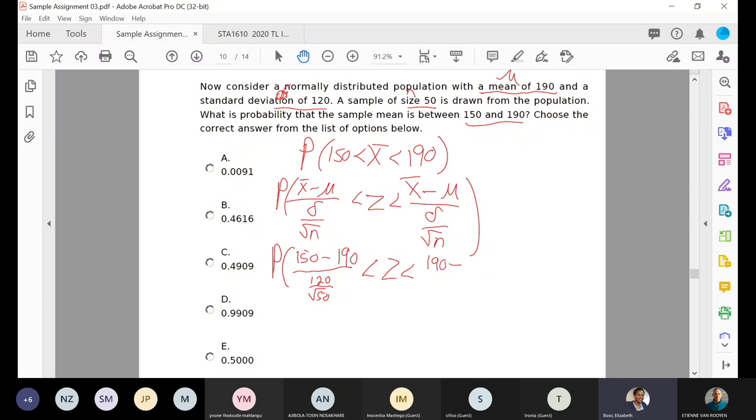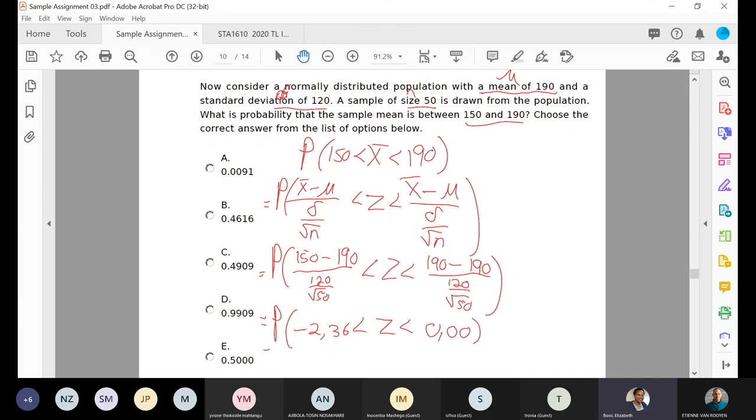190 minus 190 divided by 120 divided by the square root of 50. The first one, do you have an answer for 150 minus 190? Minus 2.36, to two decimals. So minus 2.36 is less than Z, less than. On the other side, 190 minus 190 is 0, so this side will be 0.00.